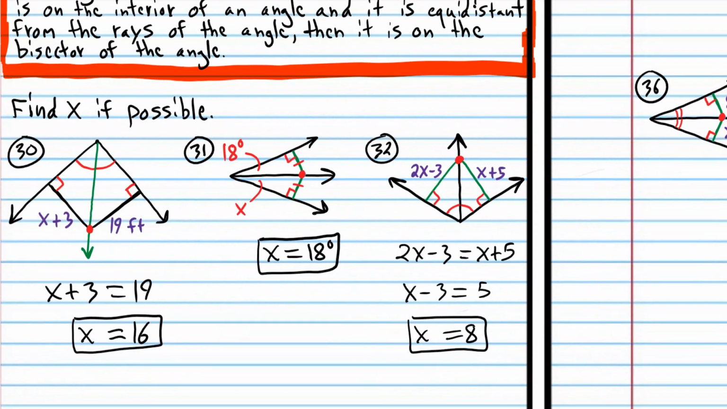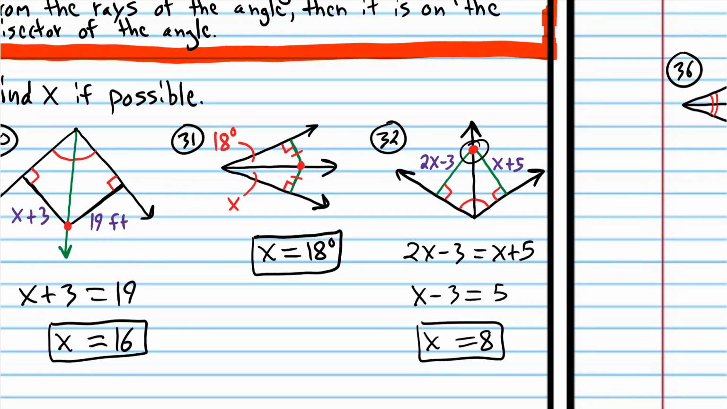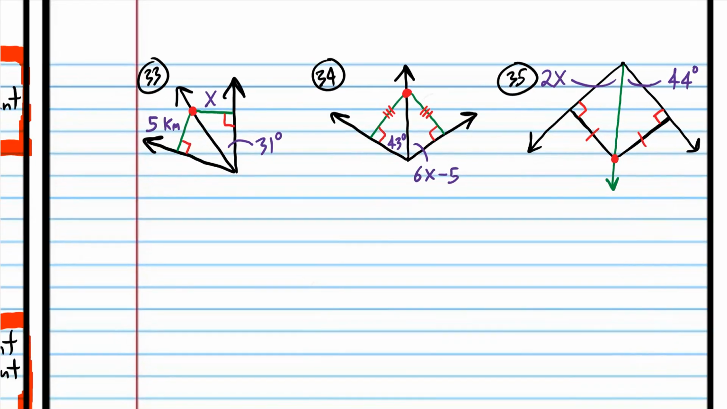Now be aware that you must have these 90-degree angles. If you don't have these 90-degree angles, then it's not necessarily the shortest distance from the point to the rays. So just be aware of that. Again, that's something that kind of falls through the cracks of the geometry curriculum.